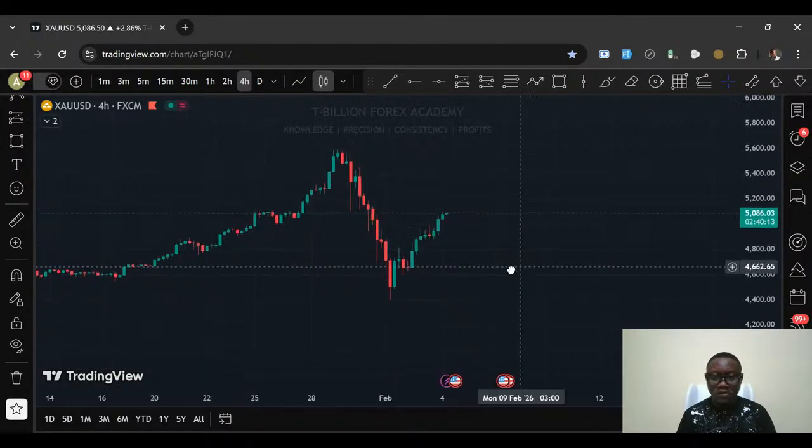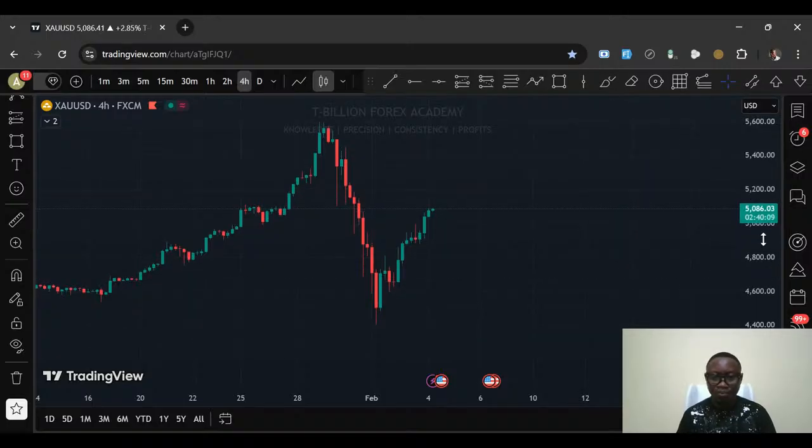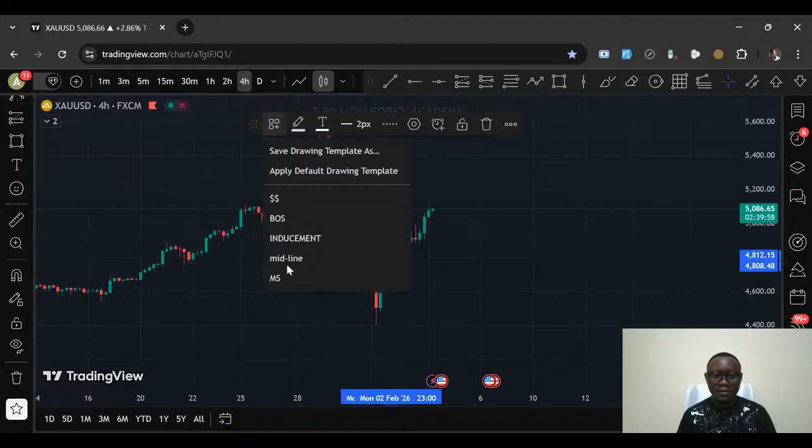On the 4H time frame, now I have a clearer picture. I can immediately identify a market shift right here. This is my MS.